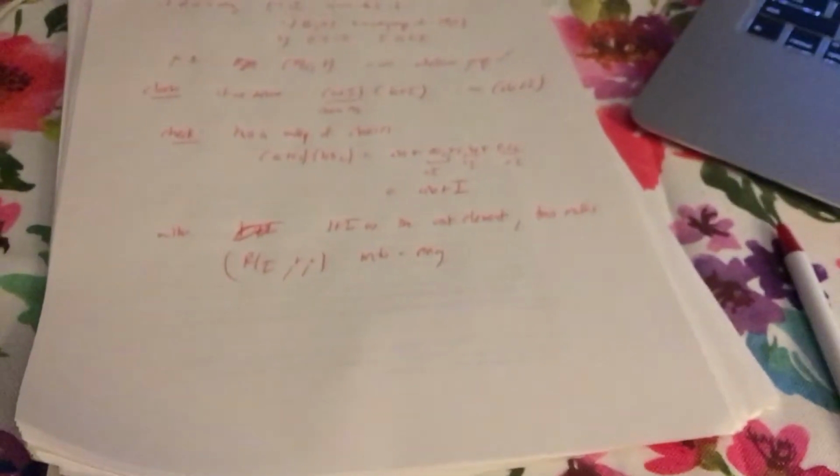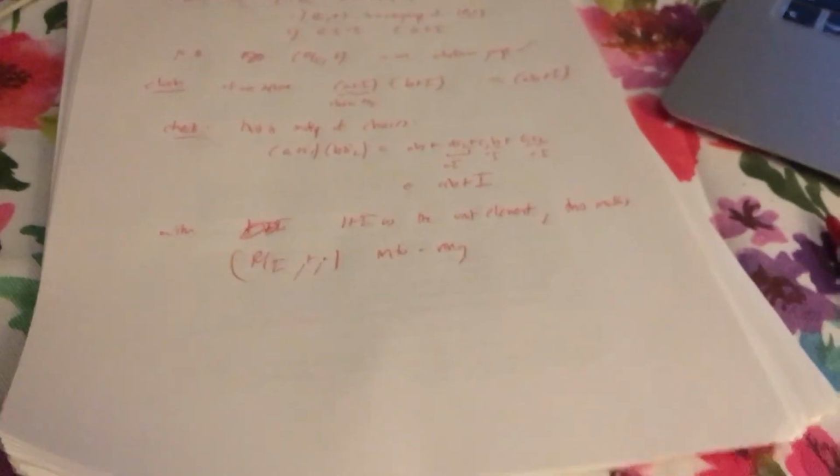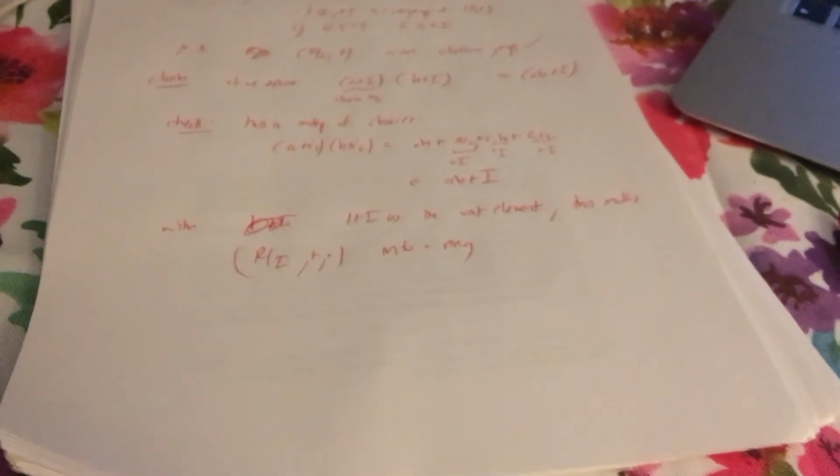So that justifies, in retrospect, the definition of ideal. We kind of explained it before, but now hopefully it's really clear what it means. It's exactly the thing that you need to make the quotient into a ring.